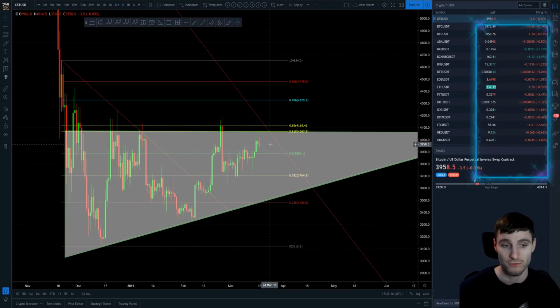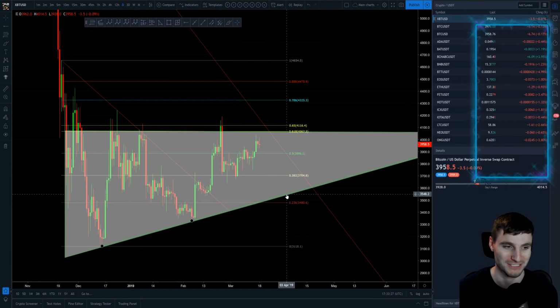Bitcoin gives a bit of an idea of where it's going to go. At the moment, I would not be surprised for this to move sideways before we get a wick, and then end up going in the opposite direction.